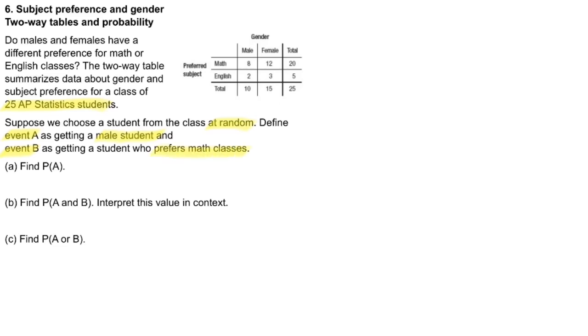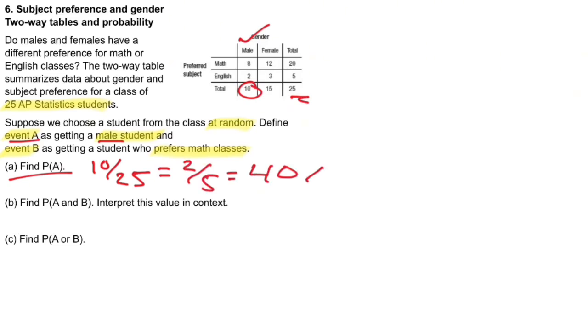All right, so part A, find the probability of event A. Event A is getting a male student. We can see male students right there, and there are 10 of them. There we go. 10 of them out of the 25 total. So we have 10 over 25, which if we divide both of those by 5, then we will have 2/5, which is a 40% chance of getting a male student.